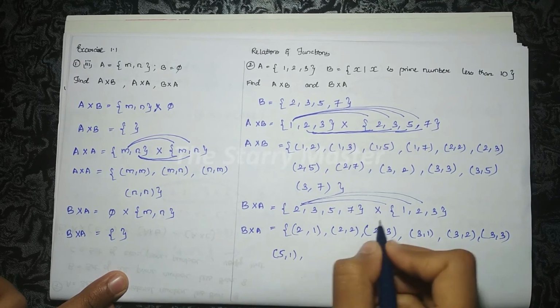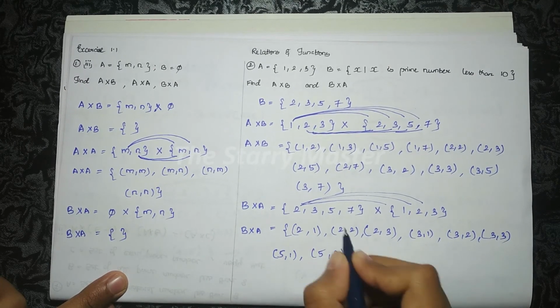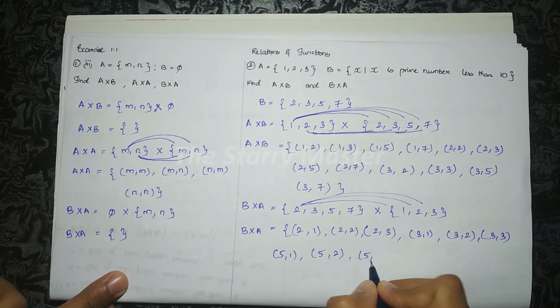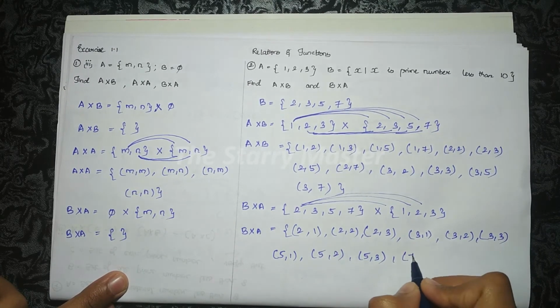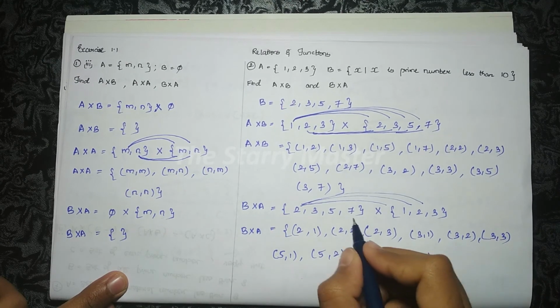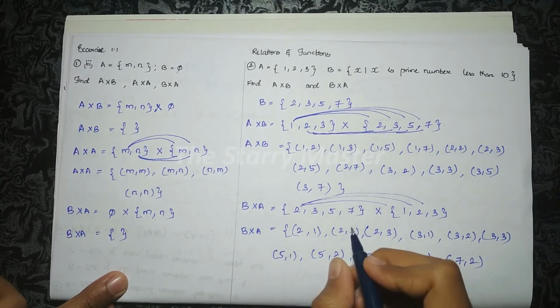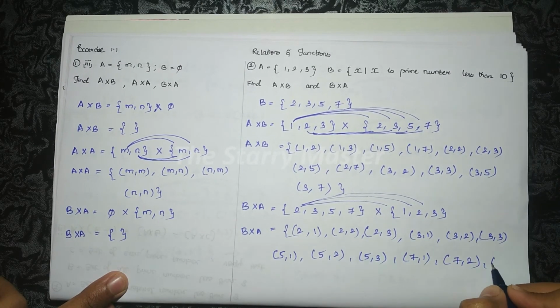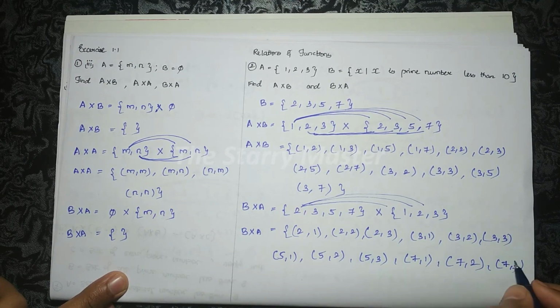(5, 1), (5, 2), (5, 3). Then for 7 also: (7, 1), (7, 2), (7, 3). We have found B cross A also.